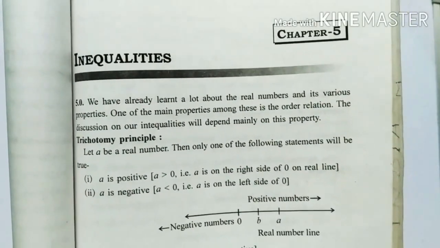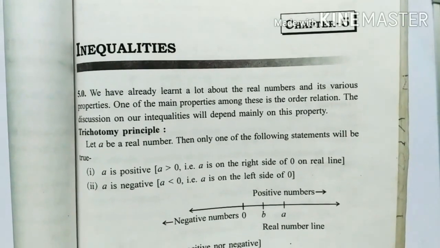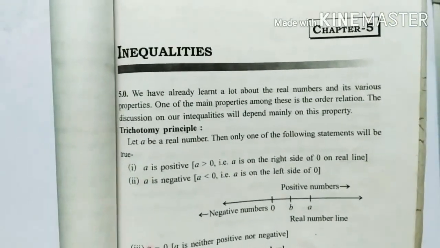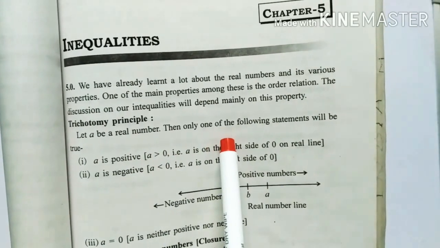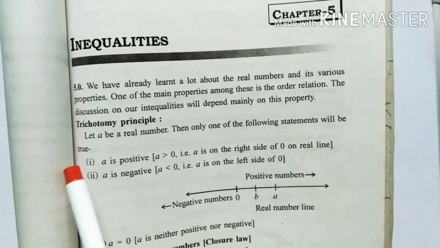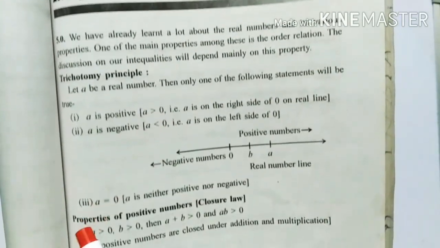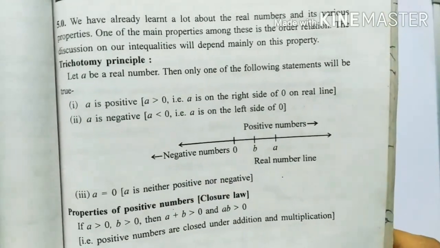Hello students of class 9, this is Advanced Mathematics, chapter 5, Inequalities. So in here you see, first of all, let A be a real number, then only one of the following statements will be true. Either A is positive, A is negative, or A is equal to 0. That is, A is neither positive nor negative.